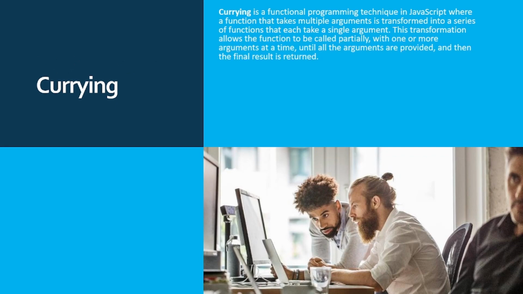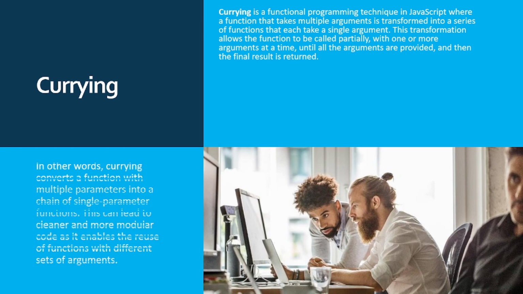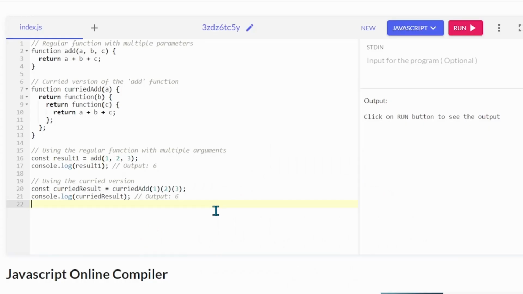Currying is a functional programming technique in JavaScript where a function that takes multiple arguments is transformed into a series of functions that each take a single argument. In other words, this converts a function with multiple parameters into a chain of single parameter functions. Let's understand these things through code. You can see here there are two functions, right? The first one is the normal function add, where it is taking three parameters a, b and c and returning a plus b plus c. As simple as that. The second one is the curried one.